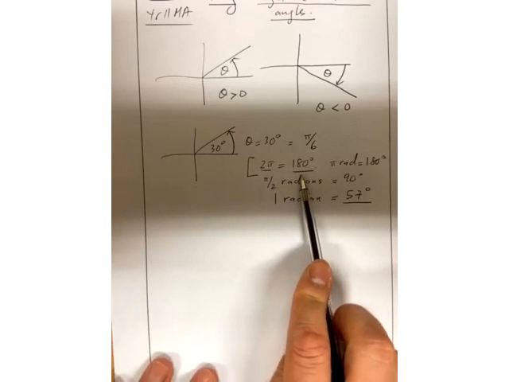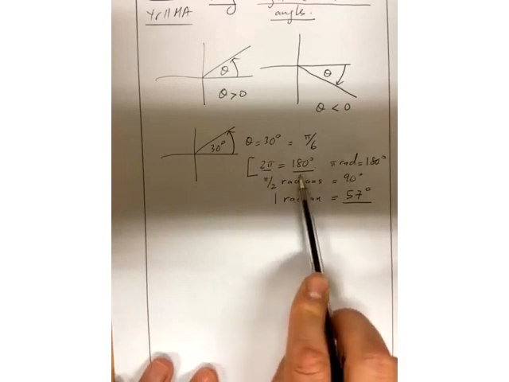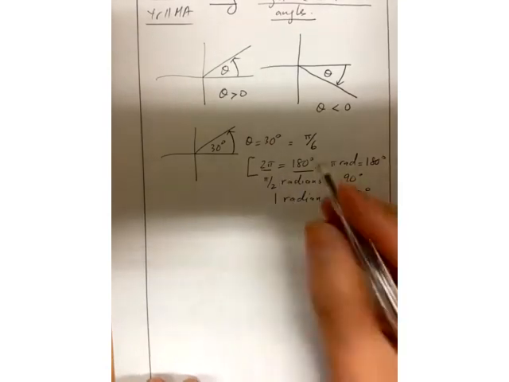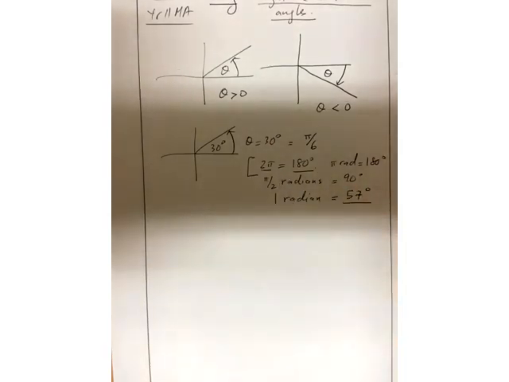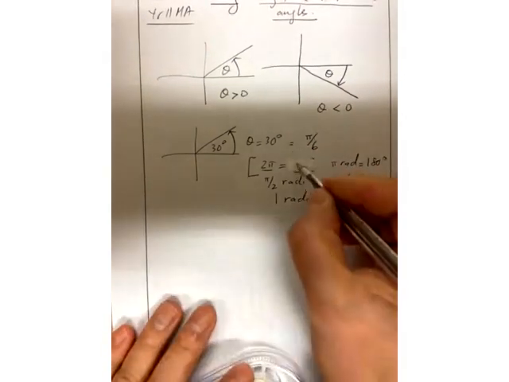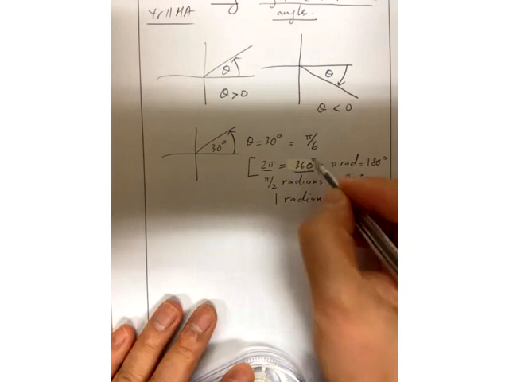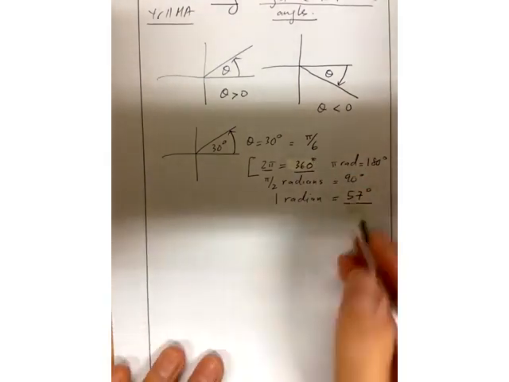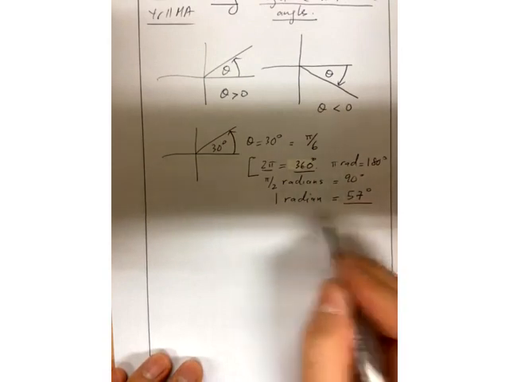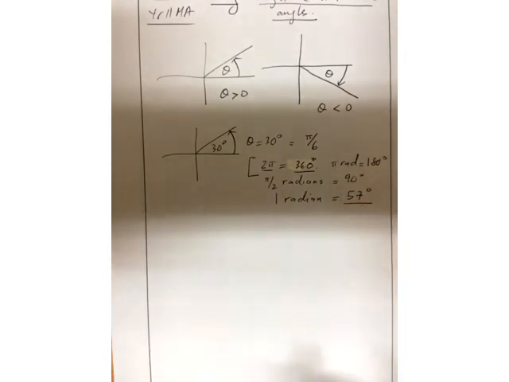You must accept that pi radians is 180 degrees, and 2 pi radians is 360 degrees. My bad, I'm making a mistake already. Sorry about this. So 2 pi radians is 360 degrees. Pi radians is 180 degrees. You keep halving it, you get that, and then 1 radian is 57 degrees.